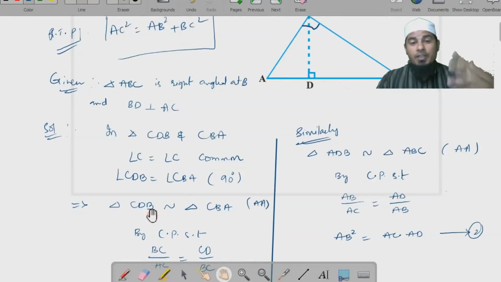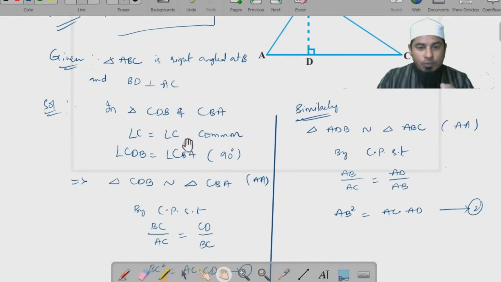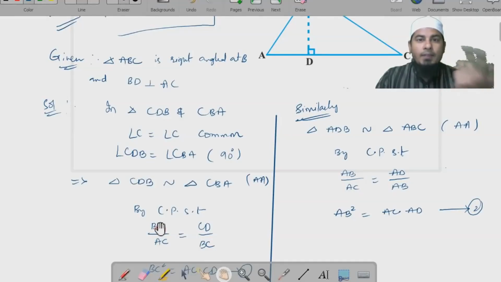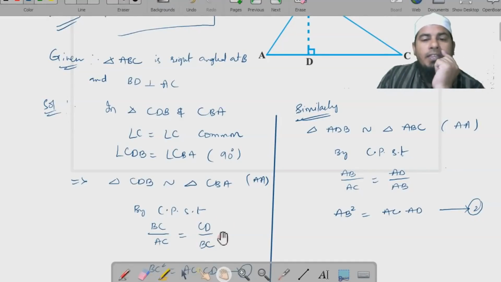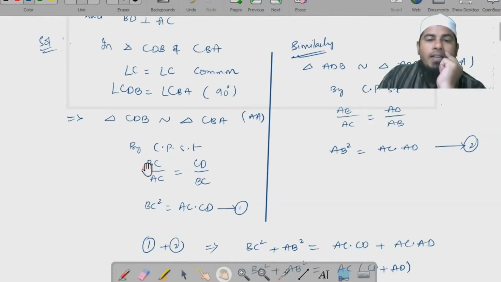Three ratios you will get, but I have to take the right ratio. I want to make BC square, so I'll write BC divided by AC, and here in the denominator I want BC. Denominator I'm writing for the right side, numerator for this triangle, so I want BC in this denominator, because if I cross multiply I will get BC square. So BC of this, corresponding will be CD. If I cross multiply, I'll get BC square is equal to AC times CD.